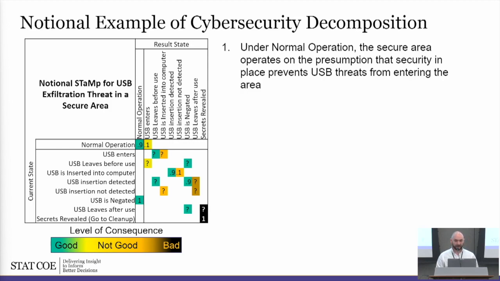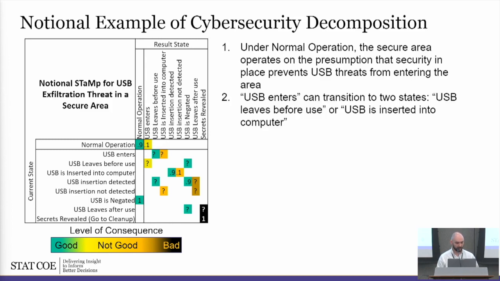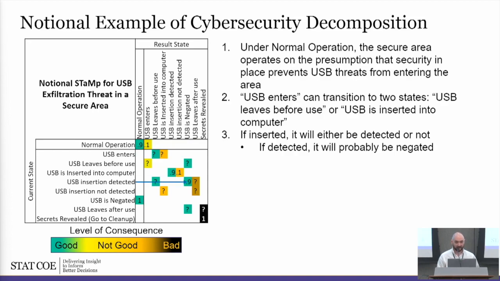So here's a notional example based on a USB threat in a secure area. Essentially at the first step, you start in normal operation. The secure area is operating under the presumption that the security in place prevents the USB from entering. But if that's not the case, USB enters. And from that point, we can transition to where either the USB leaves before use or where a USB gets used in a computer. If it's put in a computer, it can either be detected or not. If it's detected, we're going to presume in this example that it will be negated.